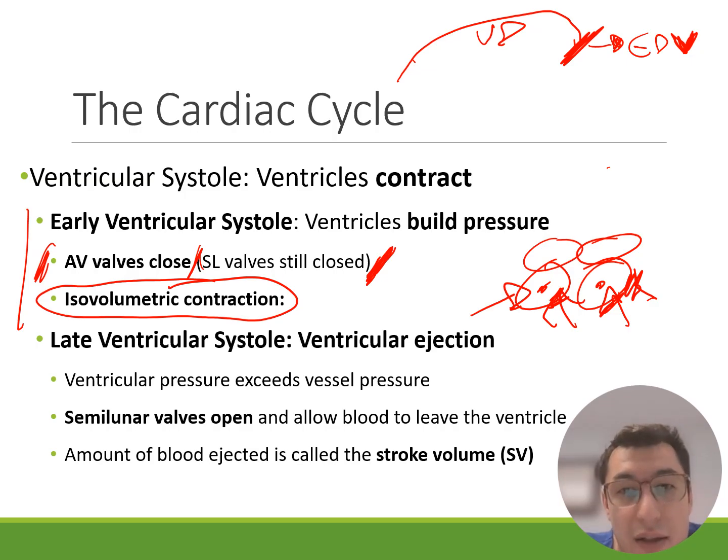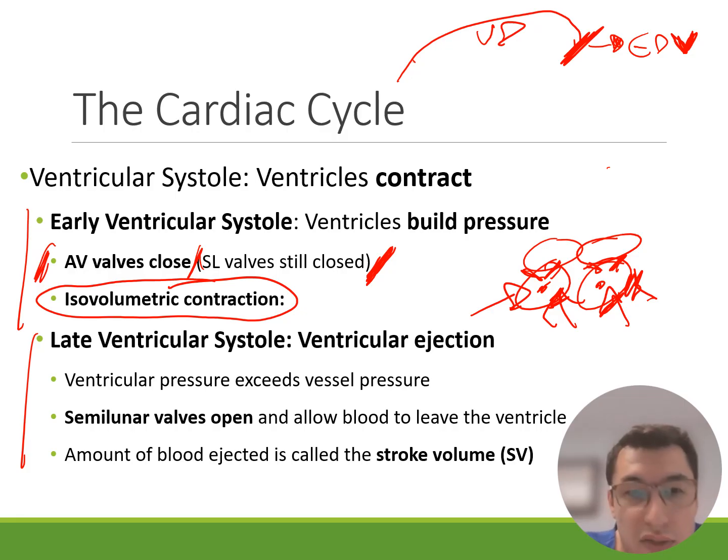Now the AV valves will close at the beginning of this phase, and it is the closure of these valves, as soon as we start that isovolumetric contraction, that will lead to the first heart sound. That will be the lub, okay? And as soon as we have enough pressure built up from that isovolumetric contraction, then we'll start the late phase.